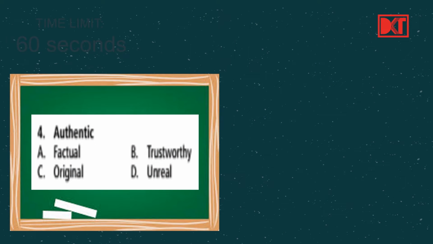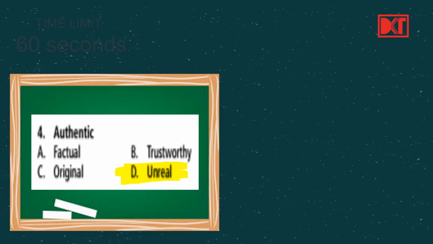Okay, so here we have the word authentic. The options are A. Factual, B. Trustworthy, C. Original, D. Unreal. Now we have to choose the antonym. Okay, so the antonym is D, unreal.